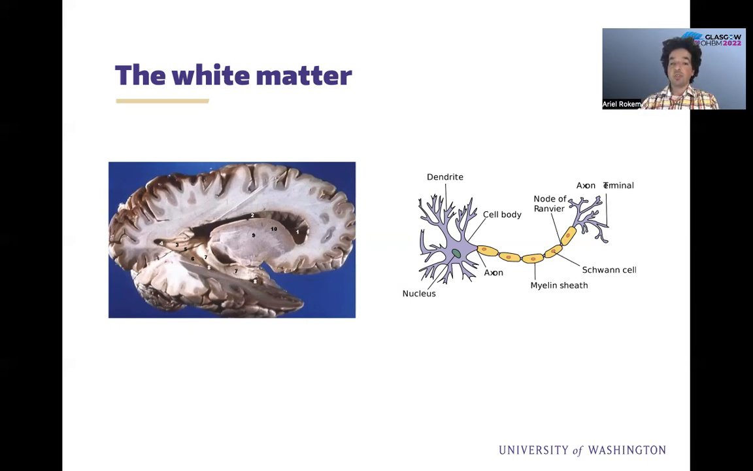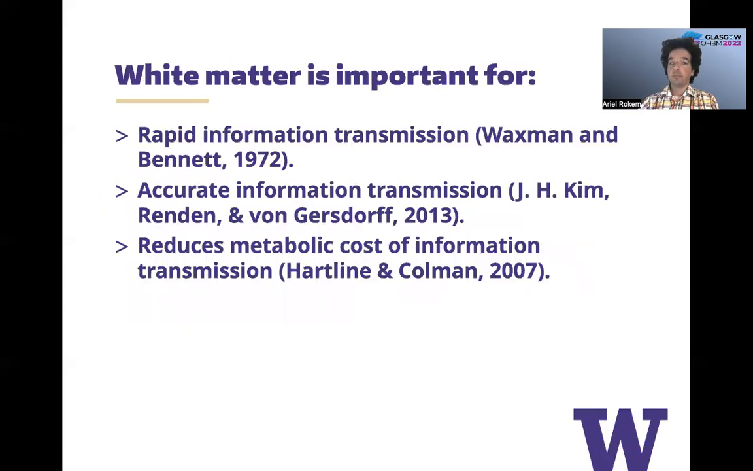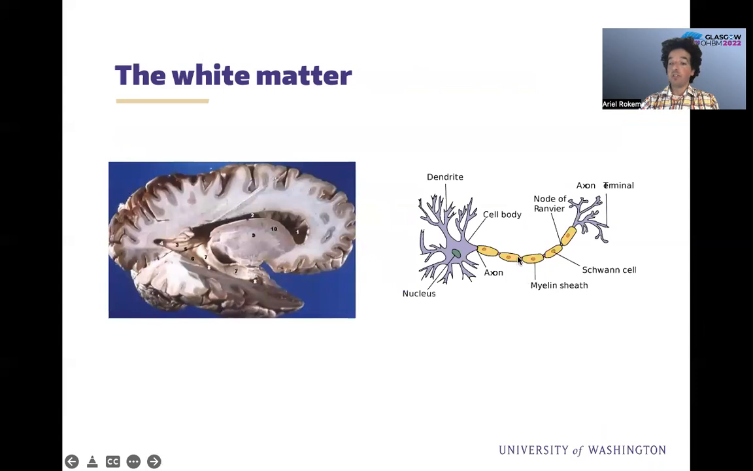that lets the axons transmit their information more rapidly from one location to the other, and also allows them to transmit it in a more accurate and precise manner. So white matter is important for rapid information transmission across large distances, and also more accurate information transmission. In addition, the fact that the axons are wrapped in myelin sheaths makes information transmission from one region to the other less metabolically costly. That's because it allows for saltatory transmission from one node of Ranvier, these nodes between the myelin sheaths, to another node of Ranvier.